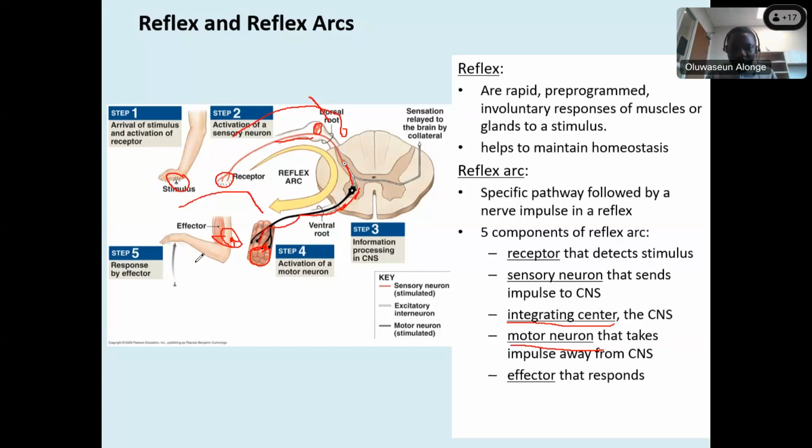Now, immediately, what's going to happen? Your hand will get off the needle straight, because a quick message has come from the central nervous system saying, this is danger, take your hand off. That is what we call the reflex arc.